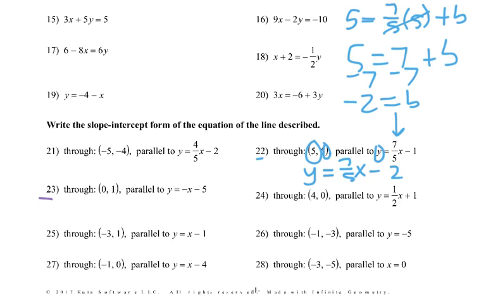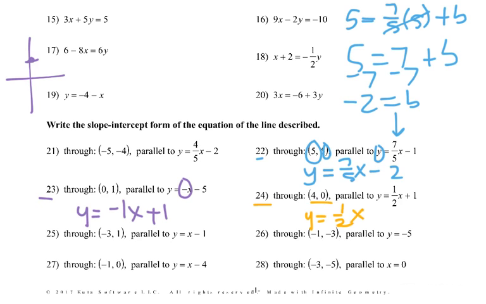For 23, slope of -1, so y equals -1x. Then this one, 0, 1, that's actually on the y-axis, so that would be my y-intercept, so I'd go plus 1. For 24, this is an x-axis, so that wouldn't help us, but it'd be y equals 1/2 x.